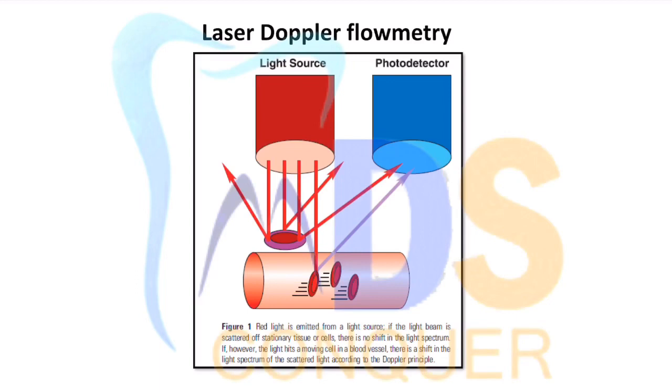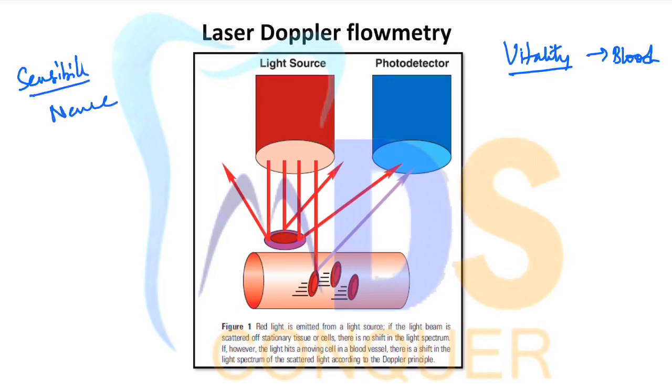The next comes is the vitality test. Until now we learned about the sensibility tests. What are sensibility tests? Which helps in determining the nerve sensitivity of the vitality. Vitality is related to blood supply, whereas sensibility is related to the nerve supply.